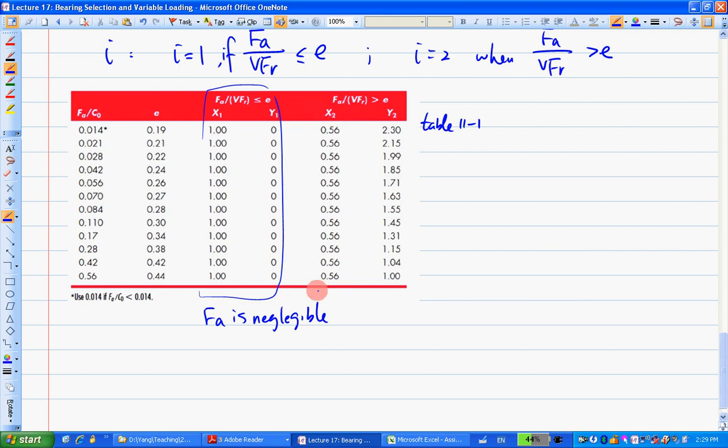However, the X2 value is a constant. It's 0.56. But the Y2 takes different values. Technically speaking, the X and Y values here depend on the geometry of the bearing and the number of balls. But what does the Y2 value depend on? Y2 ultimately depends on a certain e value. And e actually depends on this: e is a function of FA over C0.